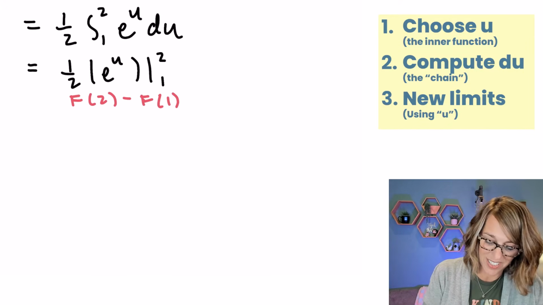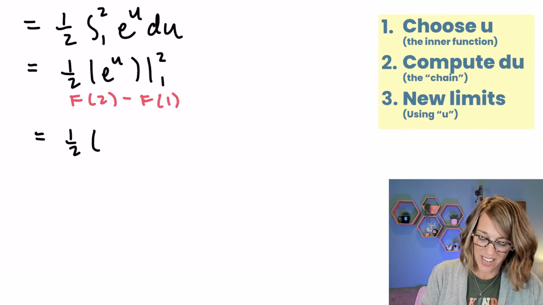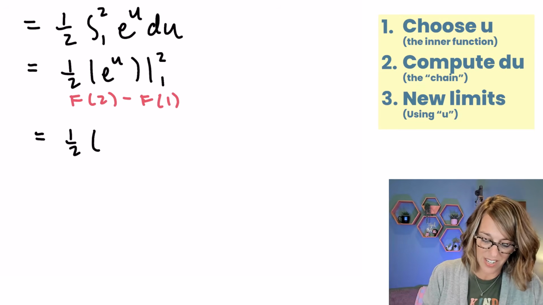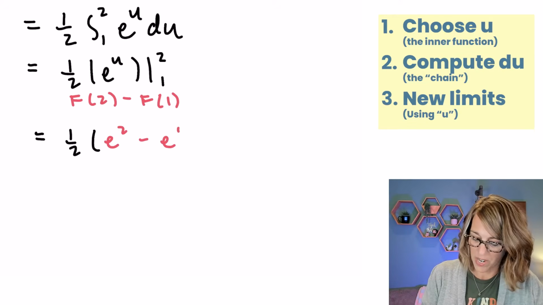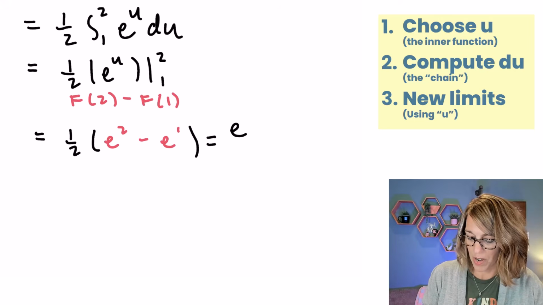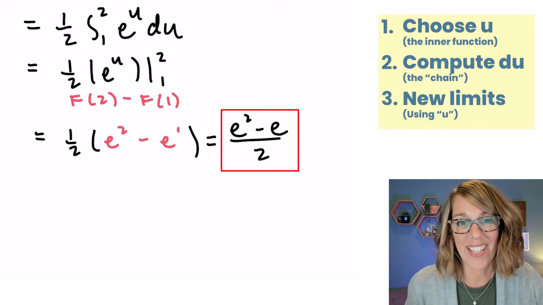Here's what that looks like. I've got the 1/2 still on the outside, but inside those parentheses, I've got e to the 2 minus e to the 1. And we can write this, I'm just going to use the exact form, e squared minus e, all divided by 2.